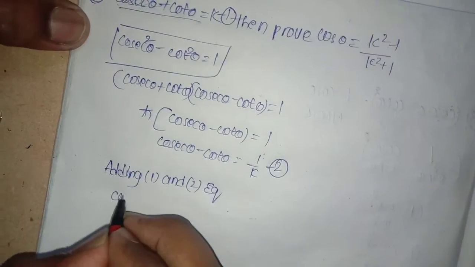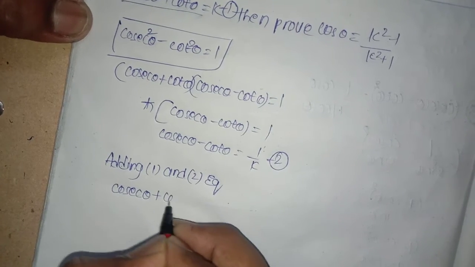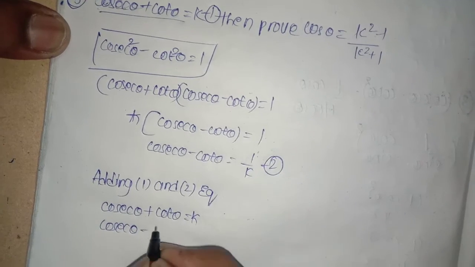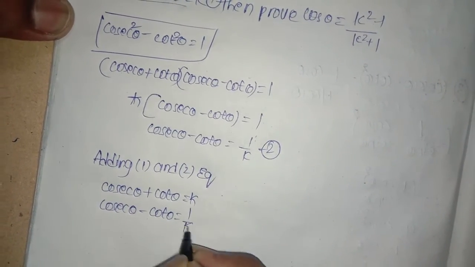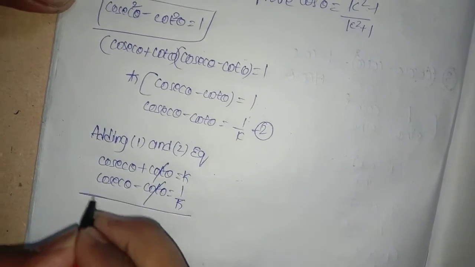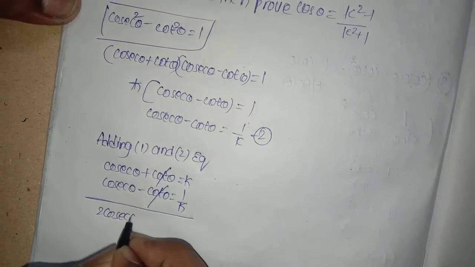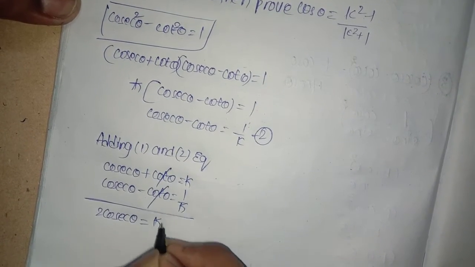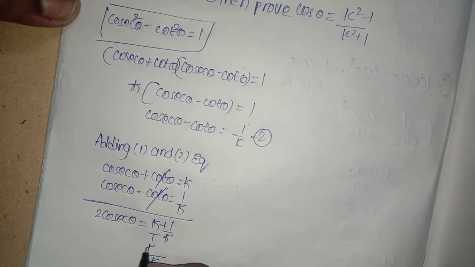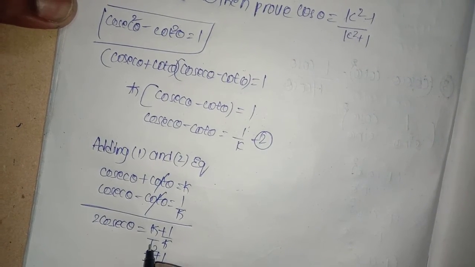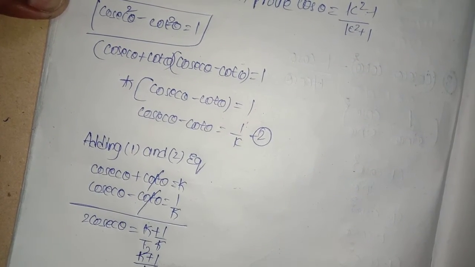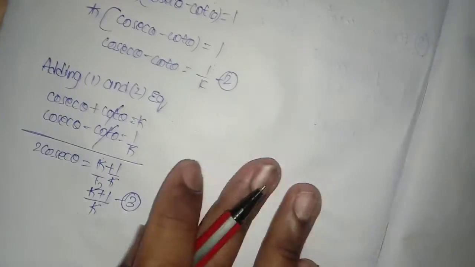First we add both equations, adding equations 1 and 2. First equation, cosecant theta plus cot theta equal to k. Second equation, cosecant theta minus cot theta equal to 1 by k. By adding, the plus and minus cot theta will be cancelled, and we get 2 cosecant theta equal to k plus 1 by k. The LCM will be k, so k into k gives k square plus 1. This will be equation 3.